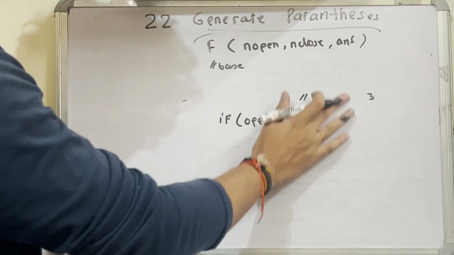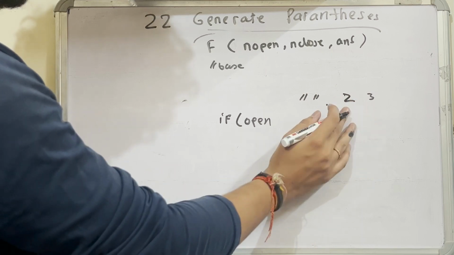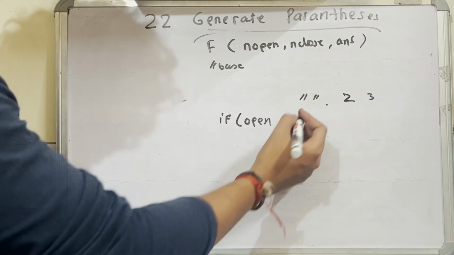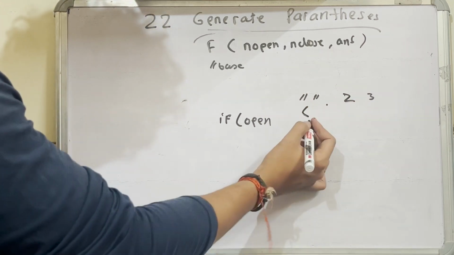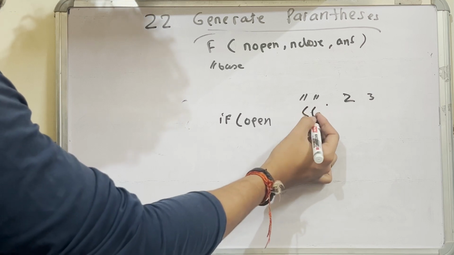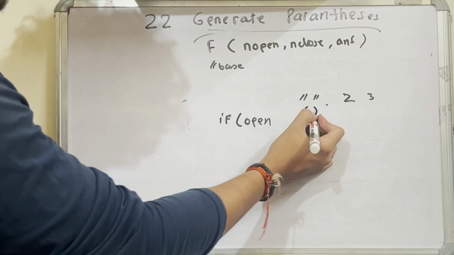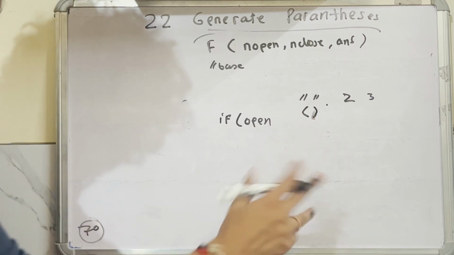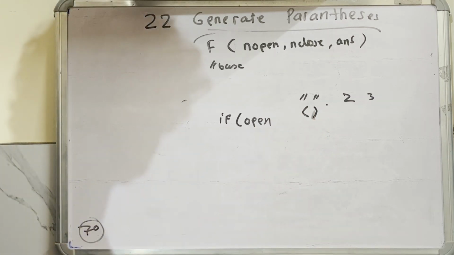And if the value of opening is less than closing, like this is your string, then you can have anything here. You can have an opening bracket, you can have a closing bracket. It's up to you. You can make both.